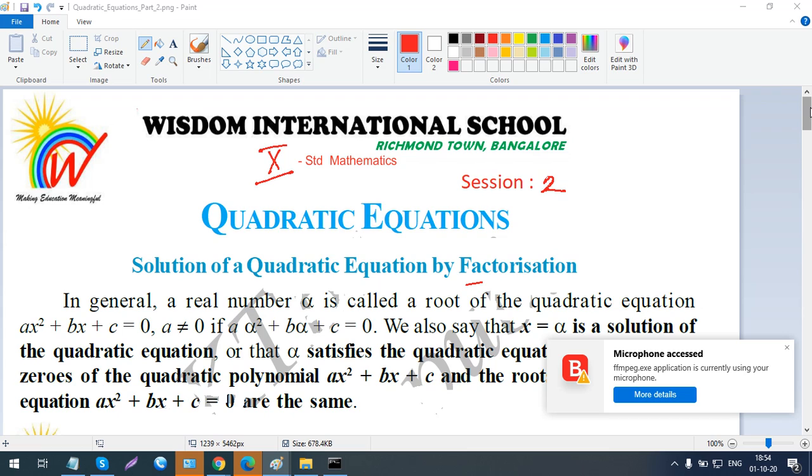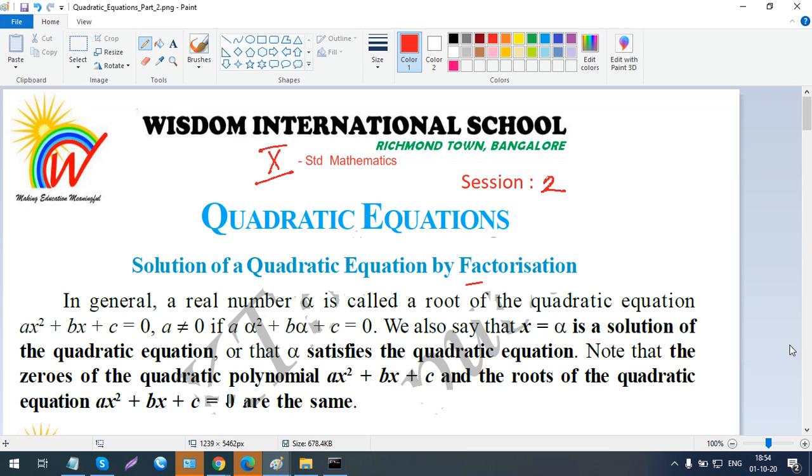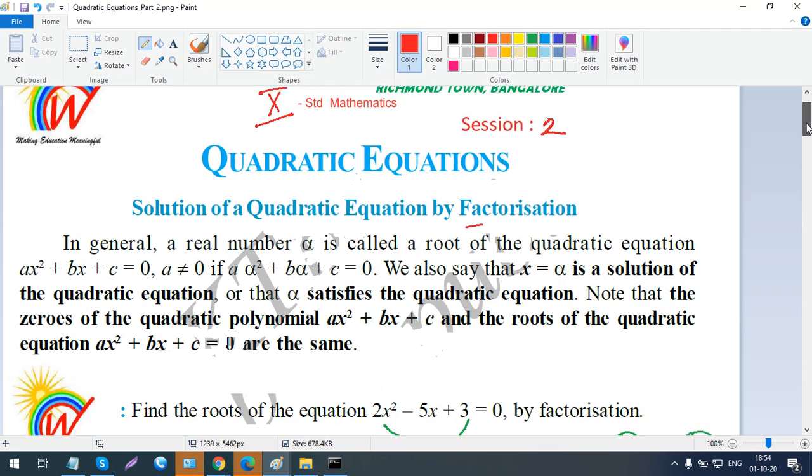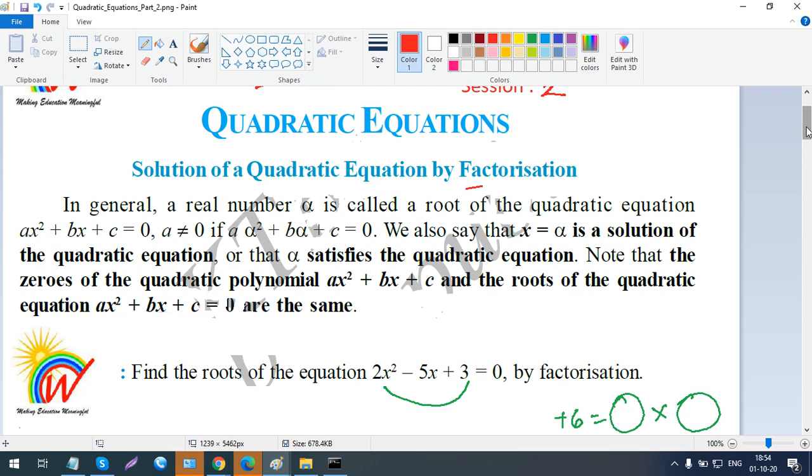So children, we are going to continue with the quadratic equation which we had started. Last time during the session, I had taught you what a quadratic equation is, how it looks, and how to write an expression, how to frame an equation reading the word problem. So now we are going to learn something called factorization.